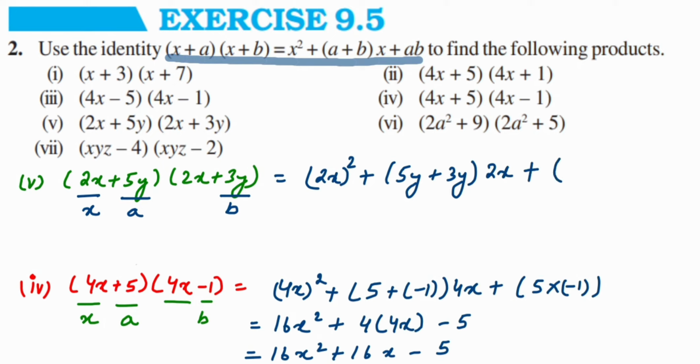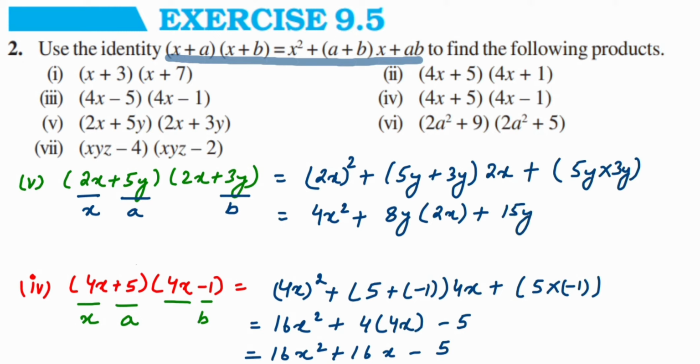5y into 3y. So this is equal to 4x² plus, when you add 5y and 3y we'll get 8y. So 8y into 2x plus, multiply 5y and 3y, we'll get 15y². So this is equal to 4x² plus 16xy plus 15y². That's it. This is the answer for the fifth question. Now we'll move on to the sixth one.